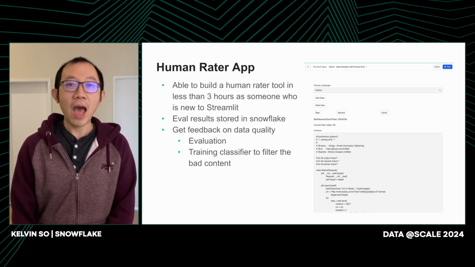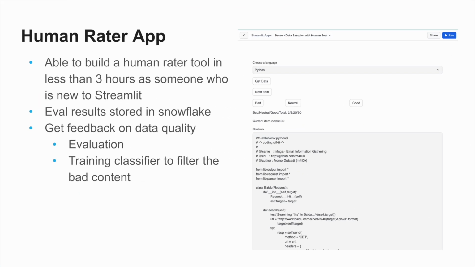To extend the app a step further, we add 3 buttons: bad, neutral, and good. This allows us to rate the content quickly in one of the 3 categories. This rating is then written back to the Snowflake database. This is very important because this enables us to systematically evaluate if the dataset is good or bad. Also, once the feedback is written into Snowflake, we can use it as labels to train a classifier to filter out all the bad content.